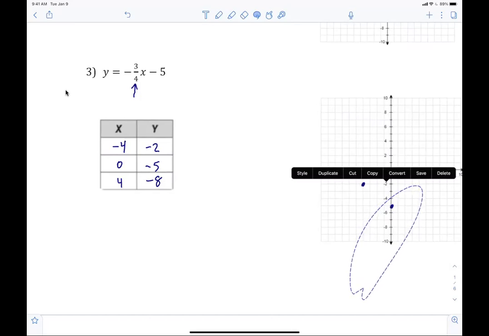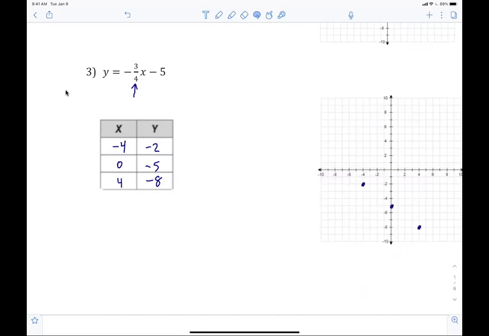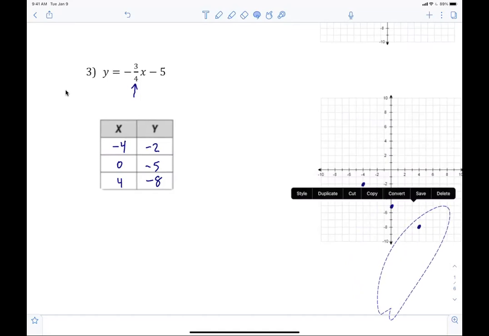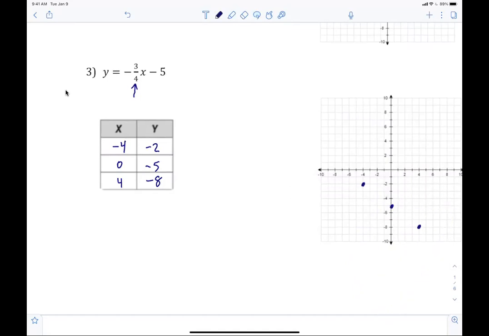All right, now we're plotting 4, -8. And now we're going to graph that line.